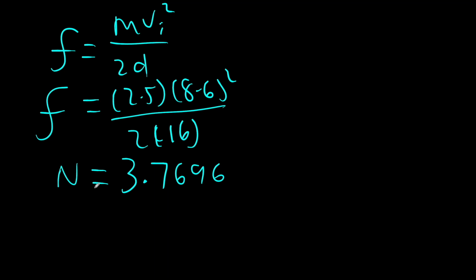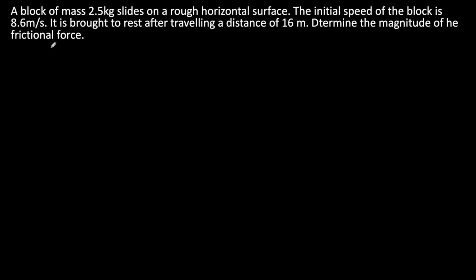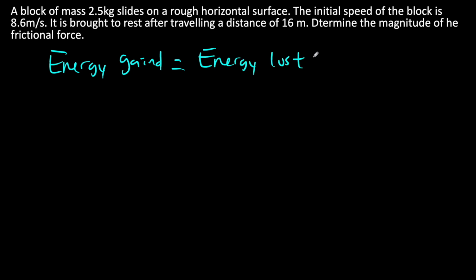So I will do this problem by using another method here. From conservation of energy, we know that energy gain is equal to energy lost, which is equal to work done, right? So in this problem, initially the block is at a speed of 8.6 and then it goes to rest. So we know it lost kinetic energy.